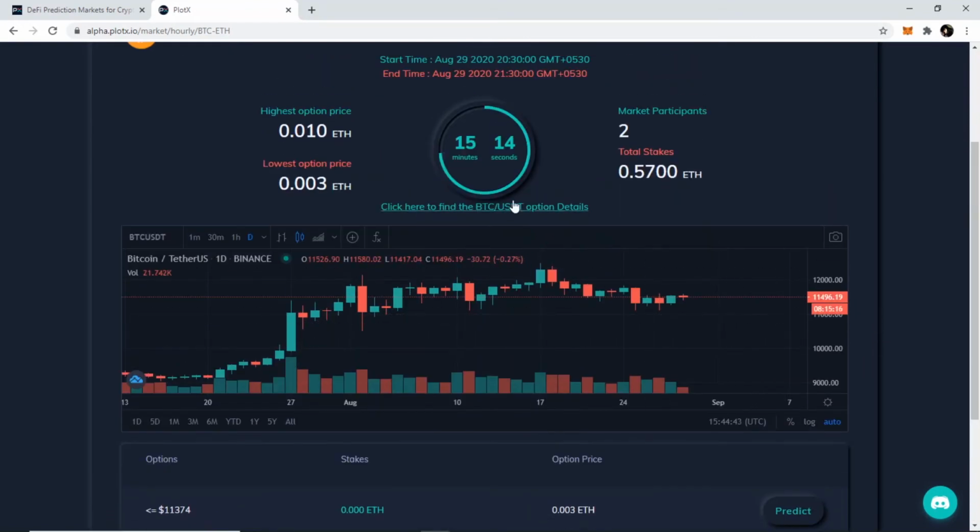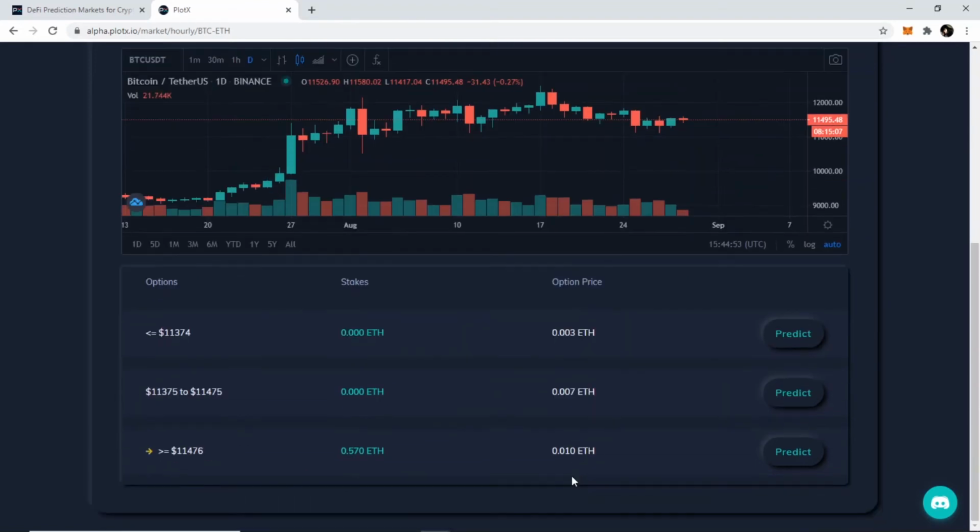So let's say that in 10 minutes or so, this price falls drastically, and this is now less than $11,374, which will mean the trending value falls in this particular option, and that will go towards increasing the price of this option greatly. Now the trending value is not the only factor that decides the option price of any particular option. A lot of other factors play into it as well, like the time remaining in the market for you to make predictions, or the amount of Ether that is staked in the market, etc.